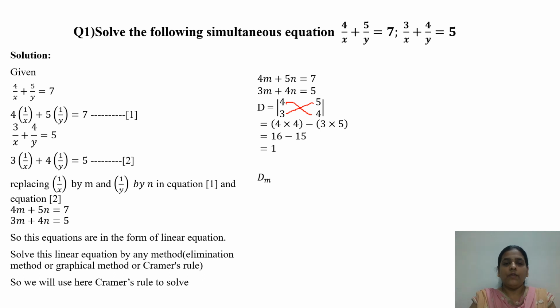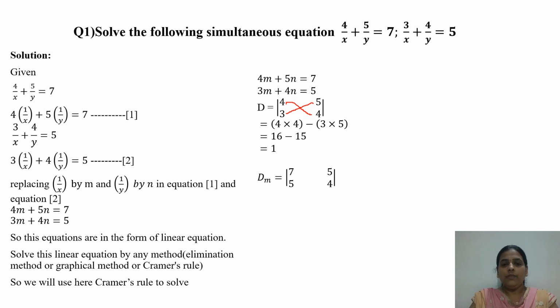Next, we want to calculate Dm. Why Dm? Because in these equations, what are the variable terms? M and n. So instead of x and y, here the variable terms are m and n. According to these terms, you change the variable names. So instead of Dx, we put here what? Dm. So Dm is equal to what? 7, 5, 5, 4.